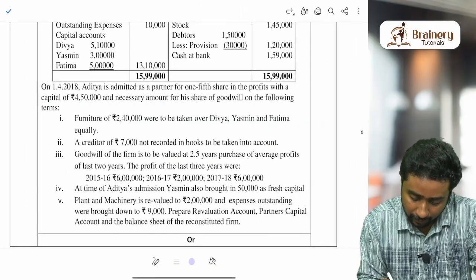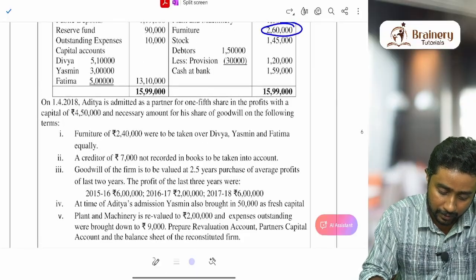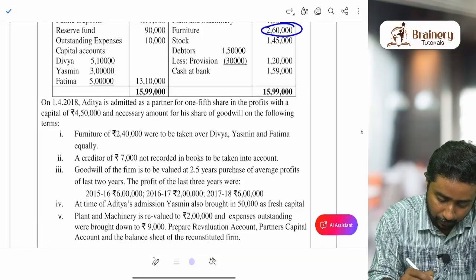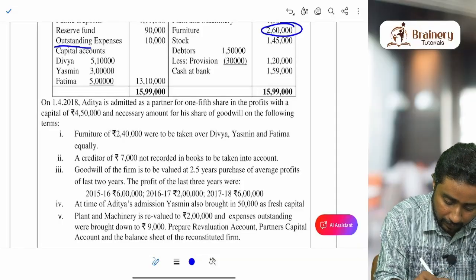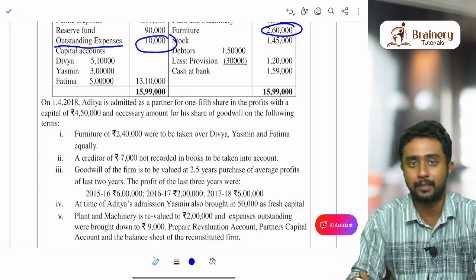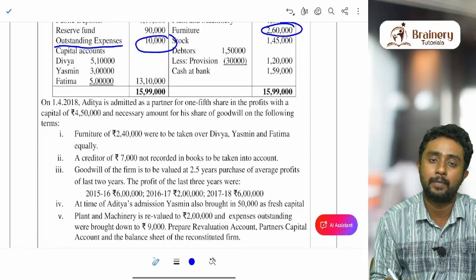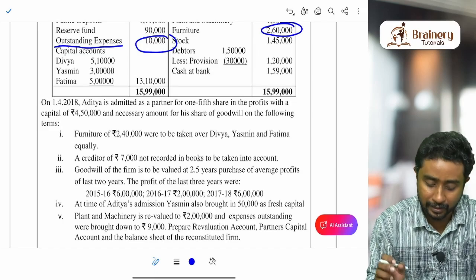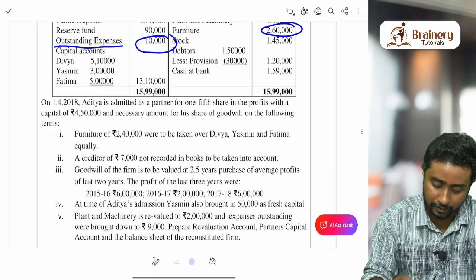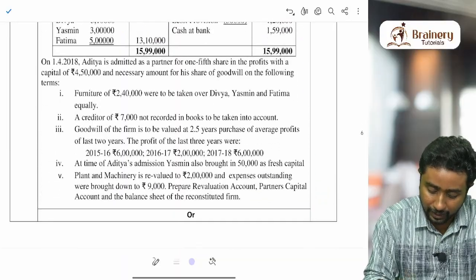So that is also done, and expenses outstanding were brought down to 9,000. As you can see here in this part, there is an outstanding expense given in the balance sheet. The value given there was 10,000. We are bringing it down to 9,000. What does that mean? 1,000 should be decreased. Outstanding expense, you already know, is a liability. So that liability should be brought down. Brought down means liability is decreasing.